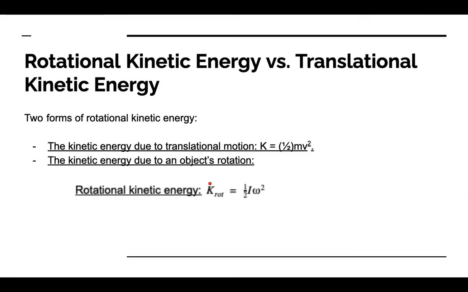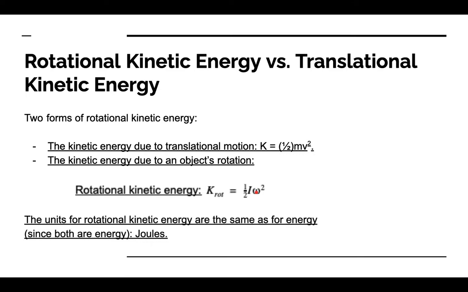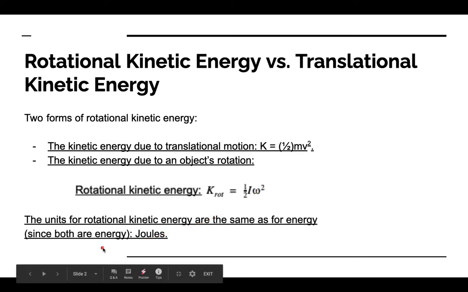Rotational kinetic energy is equal to 1/2 times the moment of inertia times our angular velocity squared. So it's the rotational analog of translational kinetic energy, with mass replaced by the rotational form of mass, aka moment of inertia, and velocity squared replaced by angular velocity squared. The units for rotational kinetic energy are the same as for energy, since both are energy: joules.